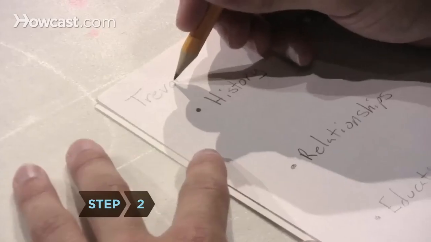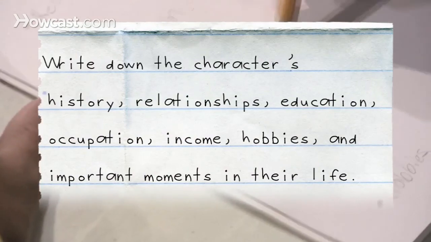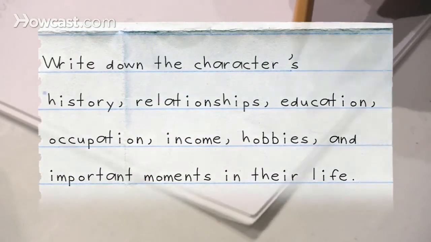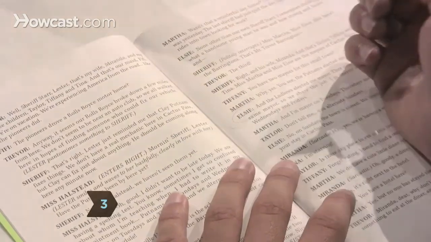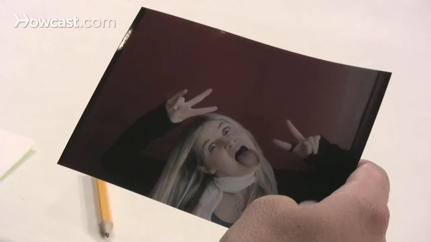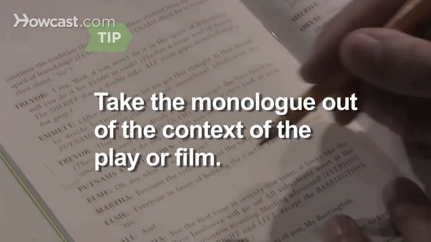Step 2. Define the character by writing down the character's history, relationships, education, occupation, income, hobbies, and important moments in their life. Improvise scenes from your character's life moments with a partner. Step 3. Establish who you're talking to in the scene. Picture a close friend or an imaginary person to give you the proper emotion. Take the monologue out of the context of the play or film.